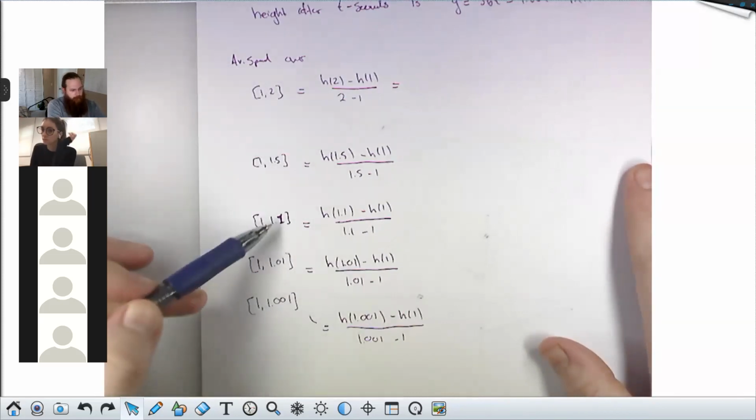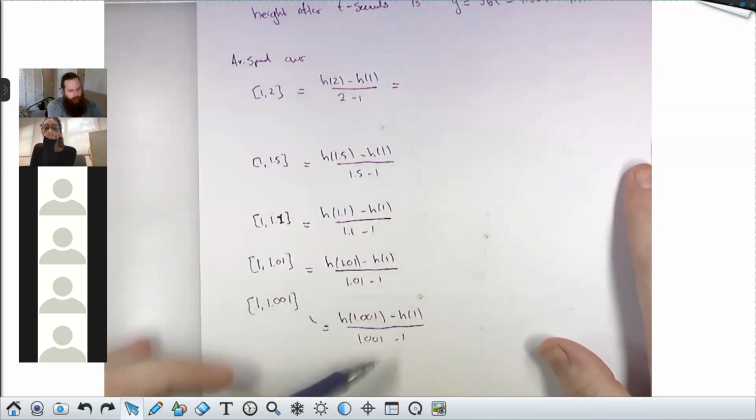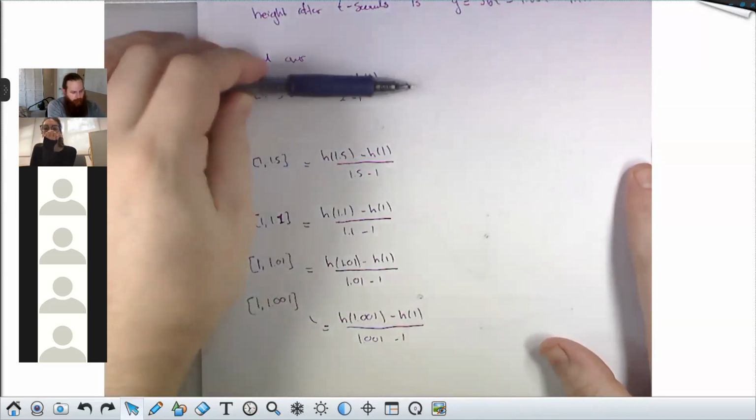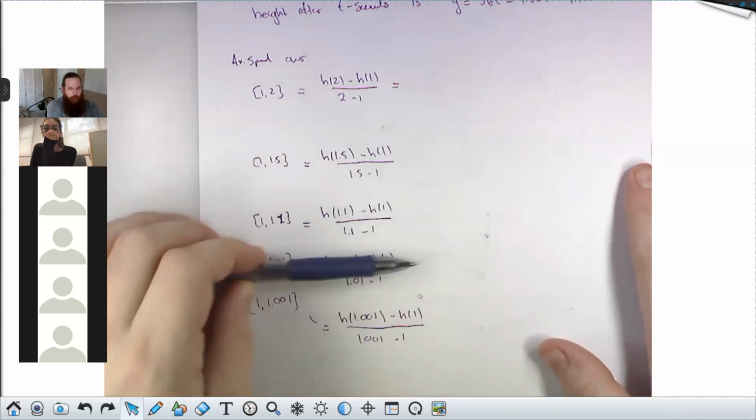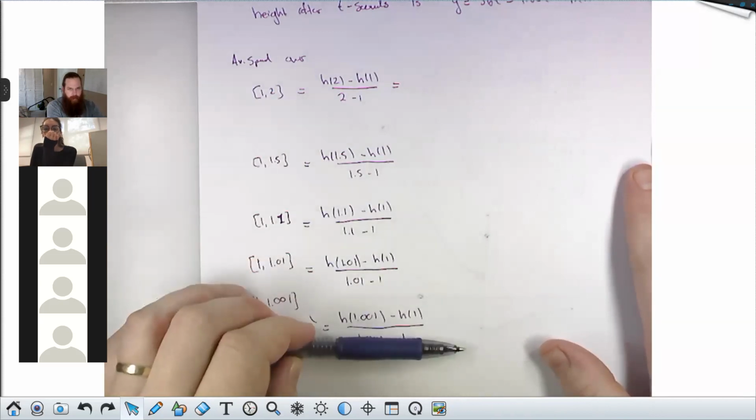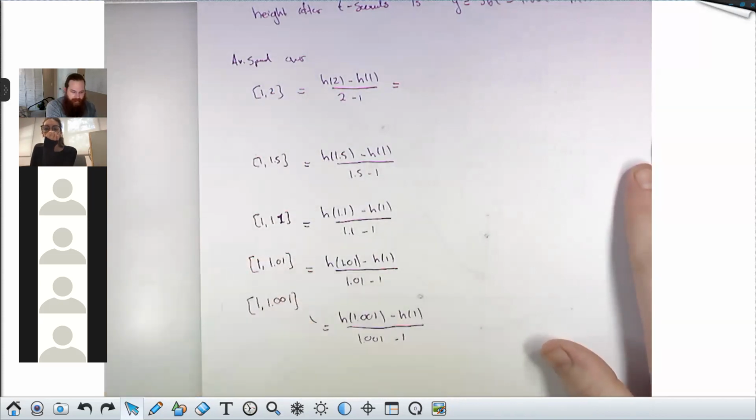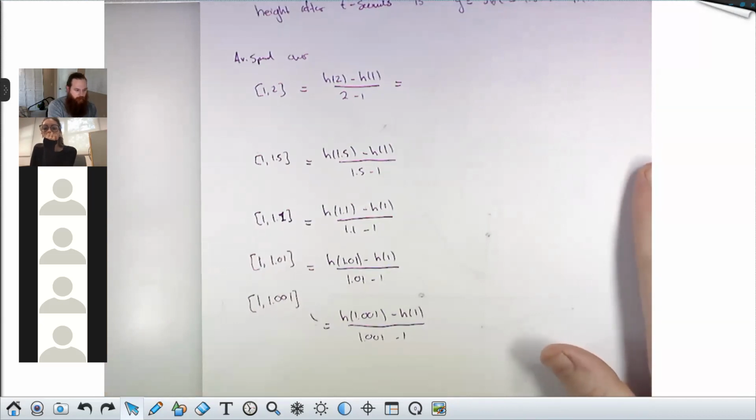As you compute these numbers by plugging into these formulae, you'll notice that these outputs, the numbers you get, will be getting closer and closer to some fixed value. Your goal is to guess at that fixed value.